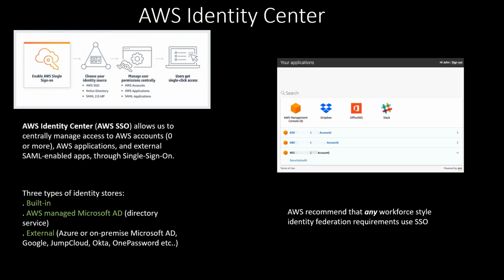AWS Identity Center, formerly known as AWS SSO, allows us to centrally manage access to 0 or more AWS accounts, as well as AWS applications and external SAML-enabled applications, all through a single sign-on portal. These users are stored in one of 3 different types of identity stores: either the built-in Identity Center store, an AWS Managed Microsoft Active Directory, so that's a directory from Directory Service, or an external provider such as an on-premise Microsoft AD, Azure AD, G Suite by Google, Jump Cloud, Okta, 1Password, etc.